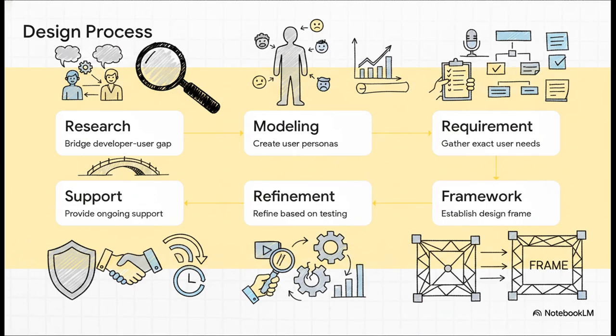To actually bridge that gap between developer and user, you absolutely need to memorize this 6-step sequence, especially for those subjective exams. It's a continuous flow. We kick off with research. That data feeds directly into modeling, which then defines our requirement gathering. From there, we establish the framework, go through refinement via testing, and finally provide ongoing support. Follow this, and your system's operations will actually match the user's expectations.